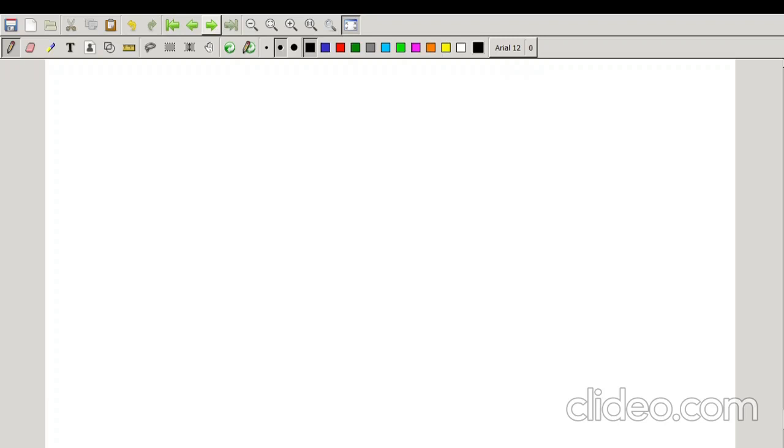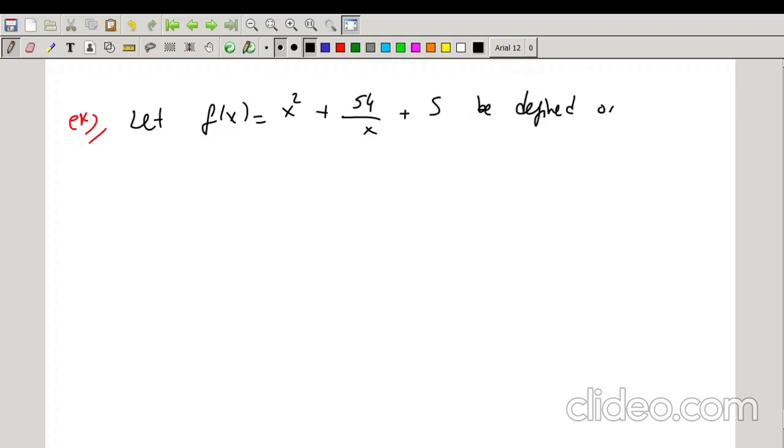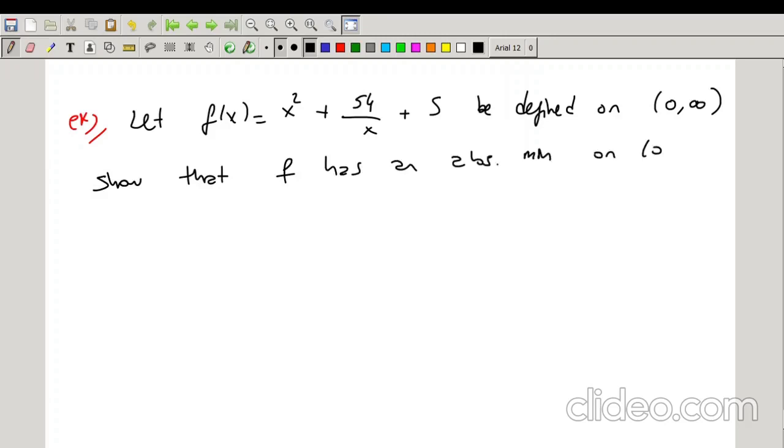Do I have a good example? Yeah, okay, this is a good example. Example: let f of x be x squared plus 54 over x plus 5 defined on 0, infinity. So at 0 we have a problem, but when x values are greater than 0, we have no problem. It is continuous everywhere. Show that f has an absolute minimum on 0, infinity, and find this value.